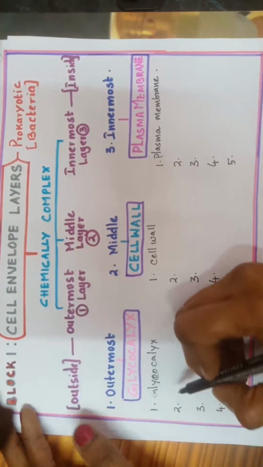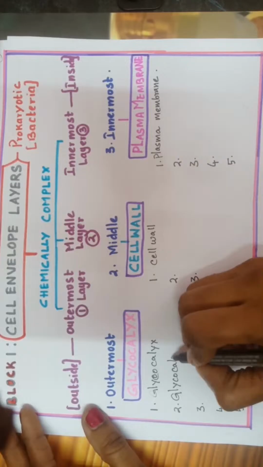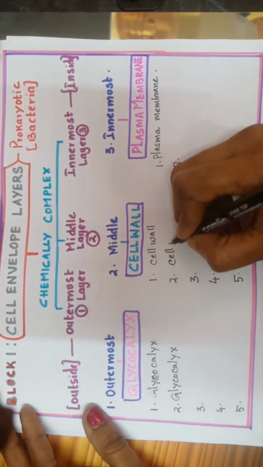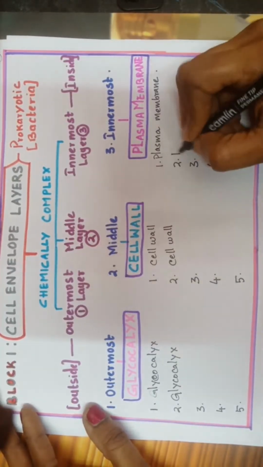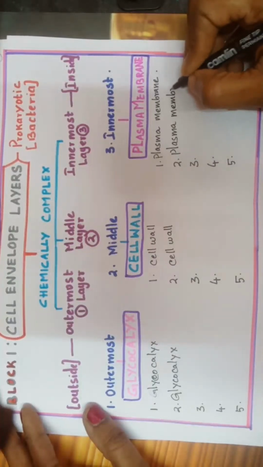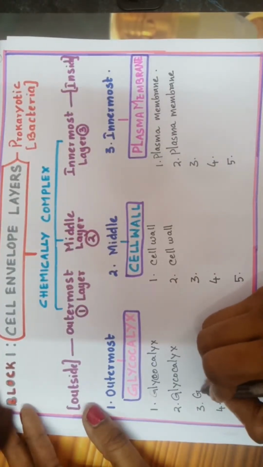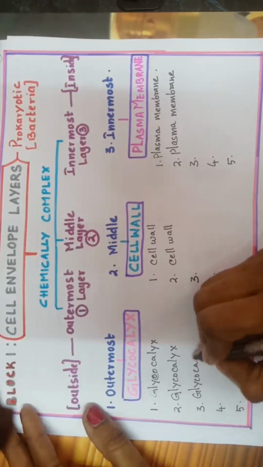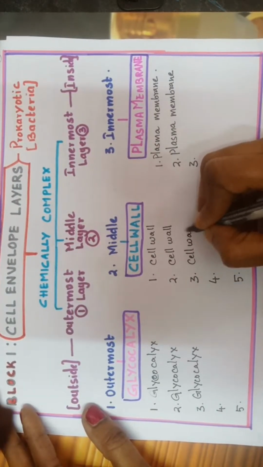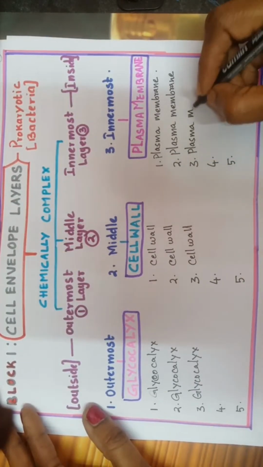Second time, shall we repeat? First layer is the glycocalyx layer, that is the outermost layer. Second, middle layer is the cell wall. Third layer is the plasma membrane, that is the innermost layer. Again, third time, outermost layer, glycocalyx. Middle layer, cell wall. The third and the innermost layer, plasma membrane.